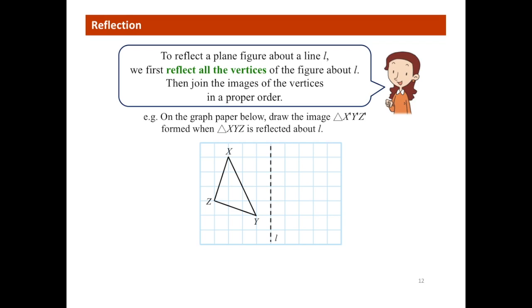E.g. on the graph paper below, draw the image, triangle XYZ formed when triangle XYZ is reflected about L. For X, it is 3 units from L, so we can mark X1 which is also 3 units from L in the reflected side. For Y, it is 1 unit from L, so we can mark Y1 which is also 1 unit from L in the reflection side. For Z, it is 4 units from L, so we mark Z1 which is also 4 units from L in the reflection side. After we found all the new vertices, we can connect them and form the new image.